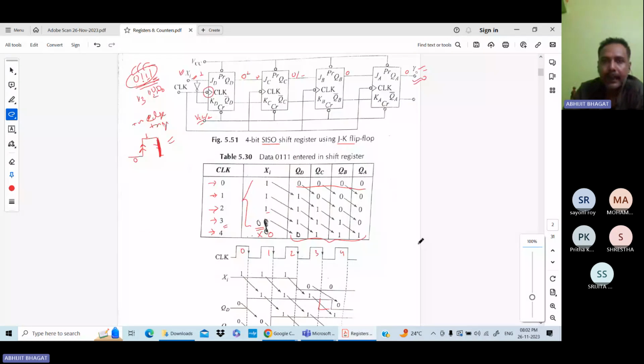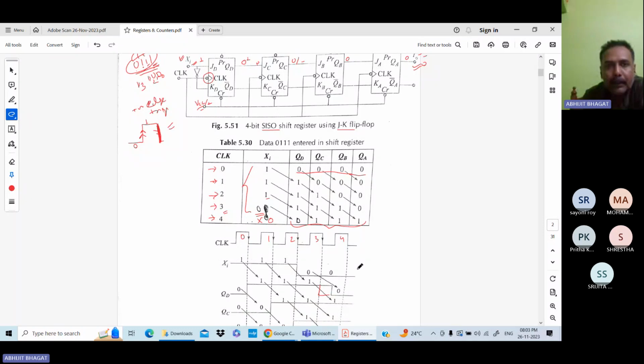How the data is entered and how the data goes out: up to the clock 4, all the data is entered in the register. After this, if you want to take it out, then if you give 4 clock pulses, all data will be out. At the fifth clock pulse this one goes out, at the sixth clock pulse this one goes out, at the 7th clock pulse this one is also out, at the 8th clock pulse this one is also out. So 4 clock pulses are required for input of 4 bit data, and the next 4 are required for output of 4 bit data. Clear?